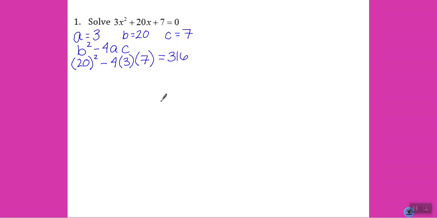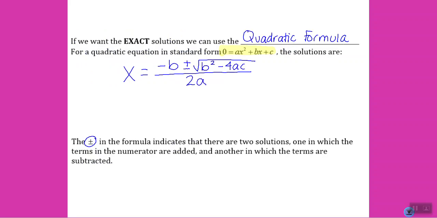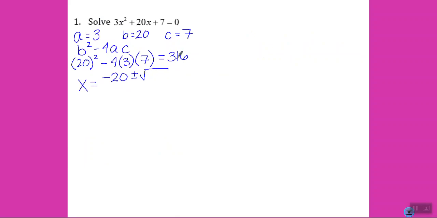So now I'm going to start plugging into the rest of my formula. So x equals -b, which will be -20, plus or minus the square root. Now it had the square root of b squared minus 4ac. We just calculated that part and found that it was 316. So I can just put 316 here. All over 2 times a, which was 3.